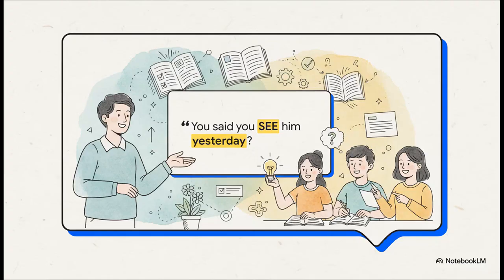Tool 3 is called echoing. Now, this isn't just repeating what they said. It's repeating it with a little question in your voice, and you emphasize the mistake. So if they say, I see him yesterday, you'd say, you see him yesterday? That little bit of stress on the word see is like a spotlight. It points right to the problem and gets the student to think, wait a minute, something's not right there.